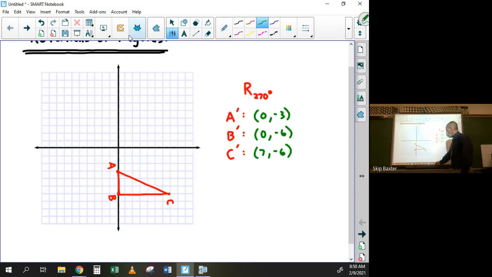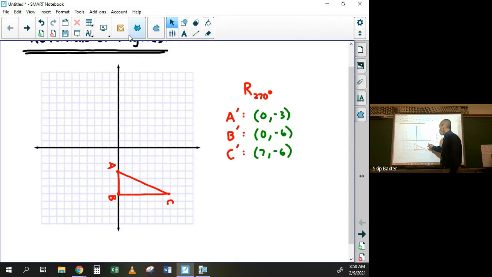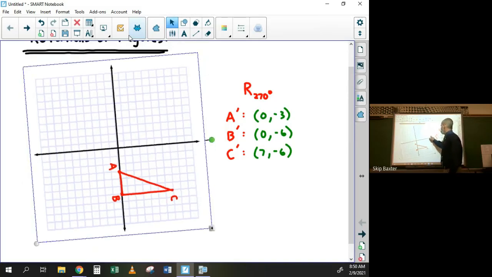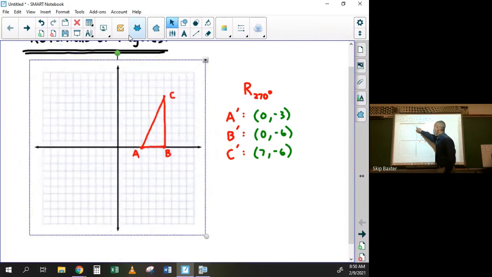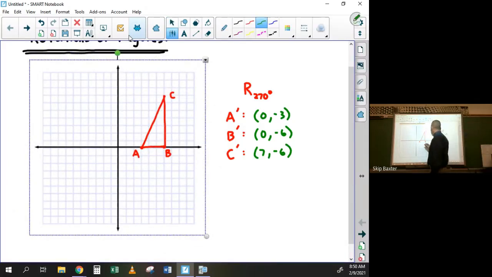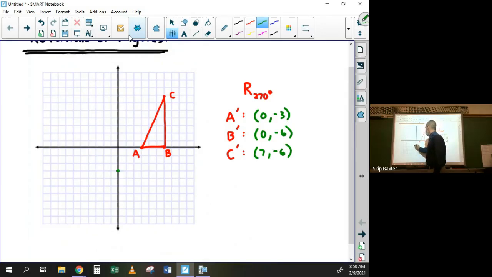So if I move the graph paper back the way it was originally and plot these 3 points, I'll end up with a triangle that looks just like the original, except it's rotated around. So A prime is at 0, -3. B prime is at 0, -6. And C prime is at 7, -6.